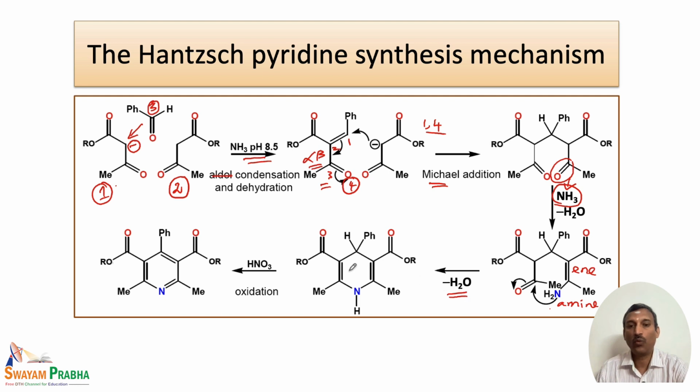molecule. And once this dihydropyridine is formed, we can actually carry out oxidation using nitric acid or other oxidizing agent to give the pyridine derivative. So this is the overall steps involved in the Hantzsch pyridine mechanism or Hantzsch pyridine synthesis. Let us look at how we answer all the questions we have posed earlier.